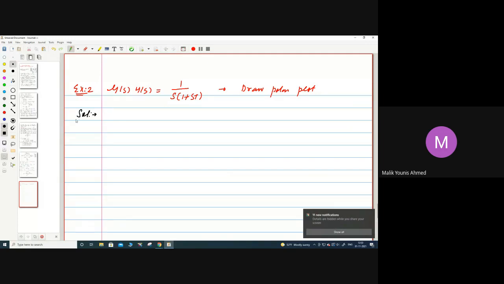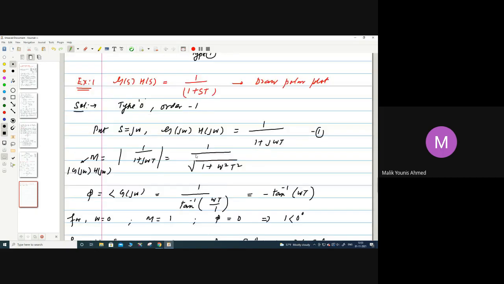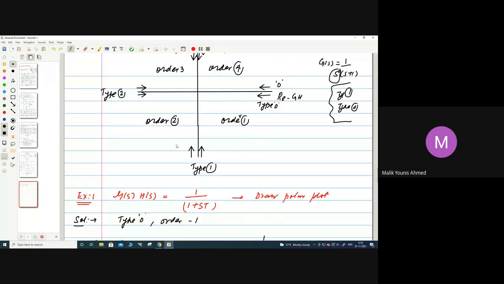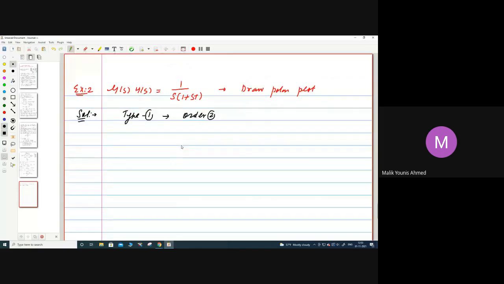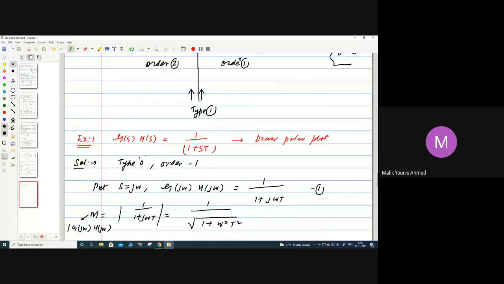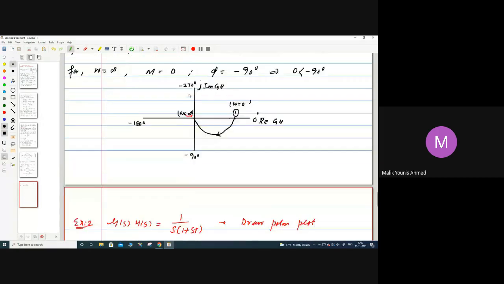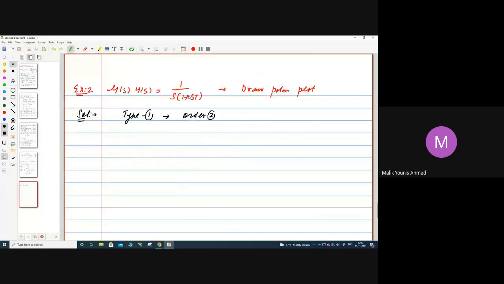So I know this is a type 1. You can clearly see the power of s for the pole at the origin is 1. So this is type 1. And order is 2. The maximum power of s will be 2. So order is 2. That we already know. So type 1 will start from here. Yes, you can see it. It will start from here. And order is 2. This should also end here only. So it will start from here and end here only. Let us see. Type 1 and order 2.